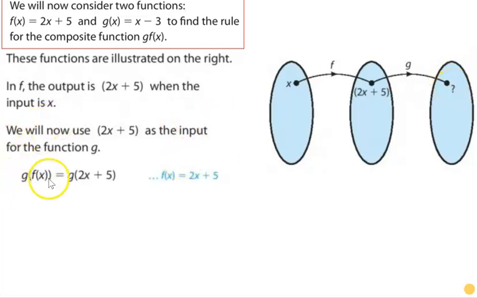So g after f of x is equal to g of 2x plus 5, because remember, f of x is equal to 2x plus 5, so we have that up there. So that would be 2x plus 5 minus 3. What we're doing is replacing the x in g of x with a set of brackets and putting 2x plus 5 into the brackets. Then simplifying, we get 2x plus 5 minus 3, which is 2x plus 2.